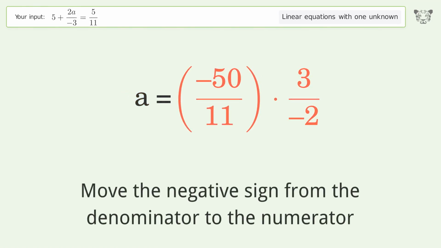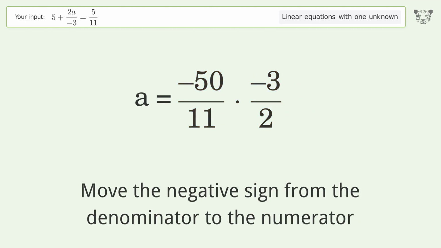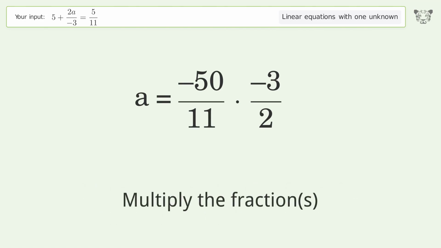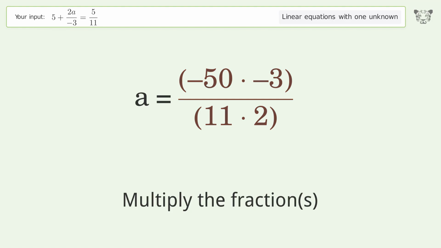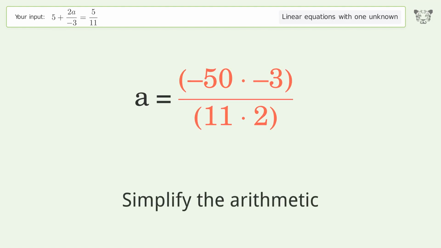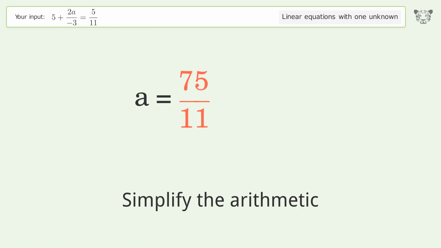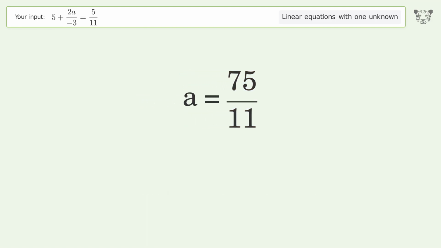Move the negative sign from the denominator to the numerator. Multiply the fractions. Simplify the arithmetic. And so the final result is A equals 75 over 11.